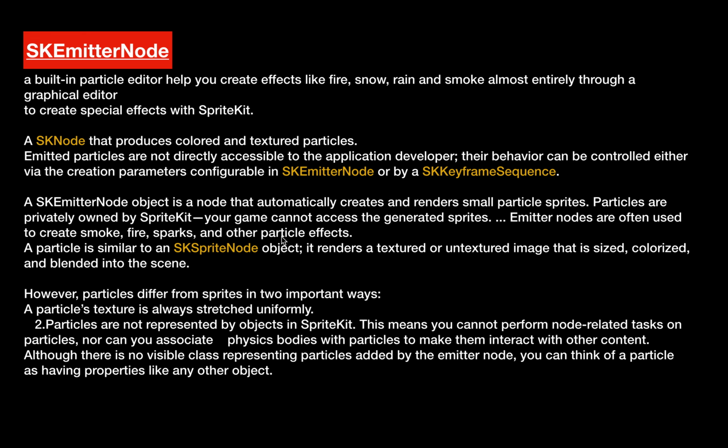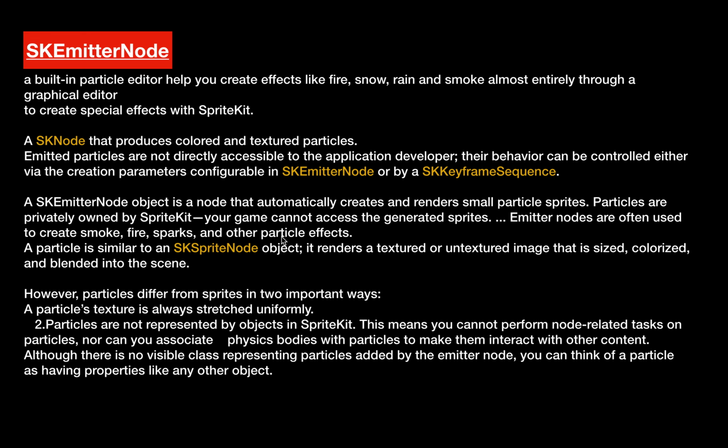However, a particle differs from sprites in two important ways. The first one is that a particle texture is always stretched uniformly, and the second one is that particles are not represented by objects in SpriteKit. This means you cannot perform node-related tasks on a particle, nor can you associate a physics body with the particle to make it interact with other content. Although there is no visible class representing the particle added by the emitter node, you can think of a particle as having properties like any other object. So this is what the SKEmitterNode is.